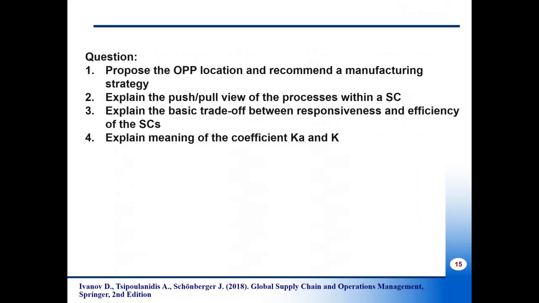Now we have the following questions. First, propose the OPP location and recommend a manufacturing strategy. I think we have answered these questions by looking at the previous table. Second, explain the push and pull view of the processes within the supply chain. Third, explain the basic trade-off between responsiveness and efficiency of the supply chains. And finally, explain the meaning of the coefficients Ka and K, which we have already answered.